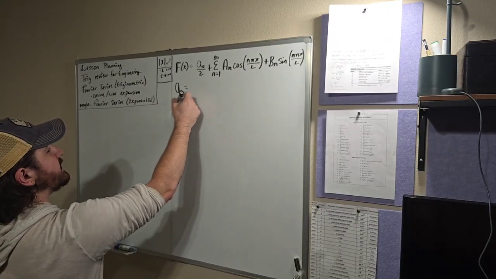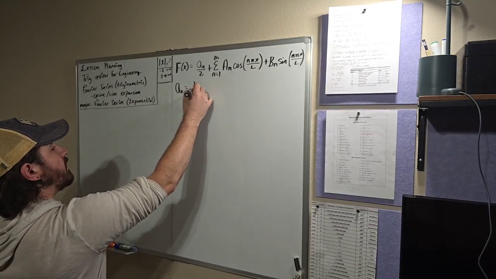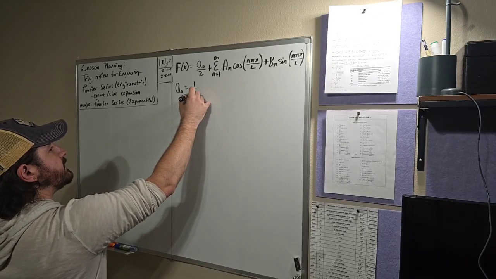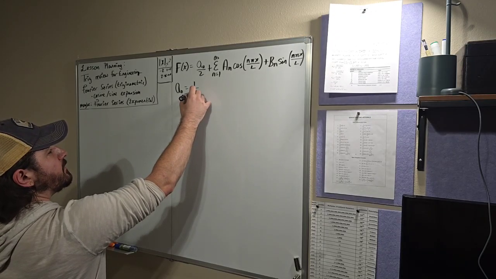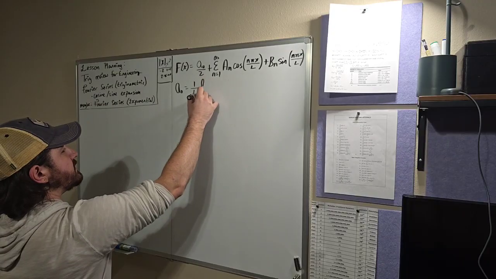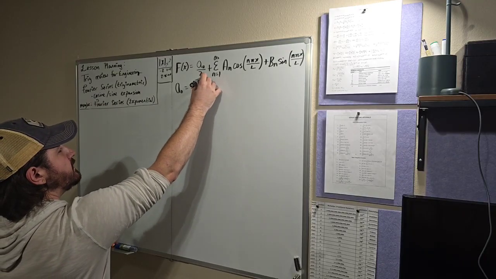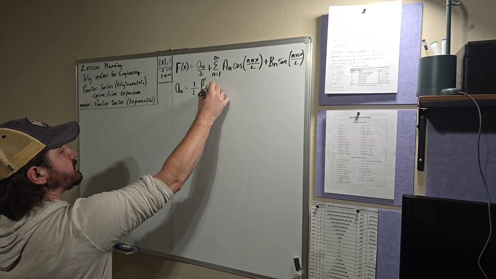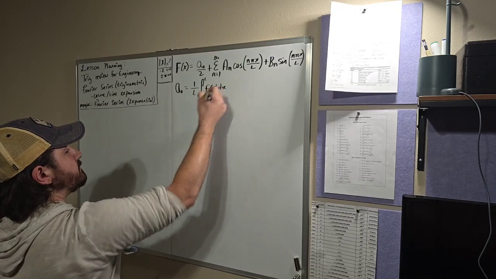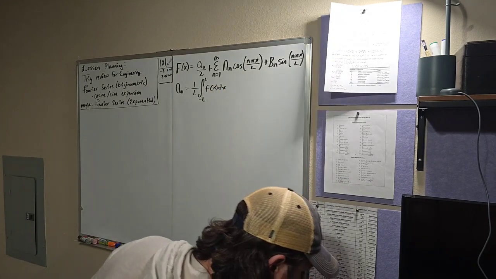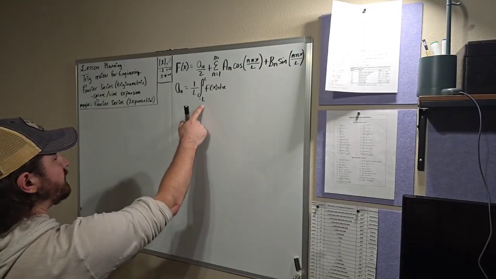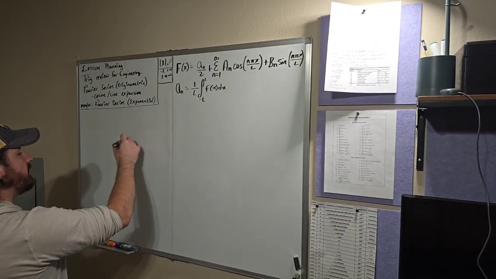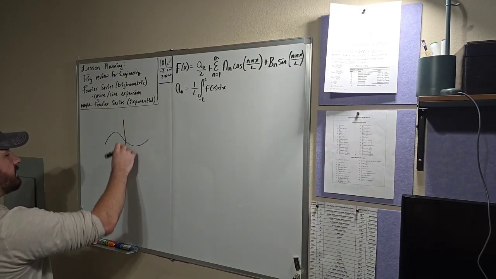Now our a of 0 is a coefficient term that we actually have to do another calculation to solve. So this a of 0 is actually going to be 1 divided by L, and then that's the integral from negative L to L of the function. This one's not too bad, right? Nice and easy.